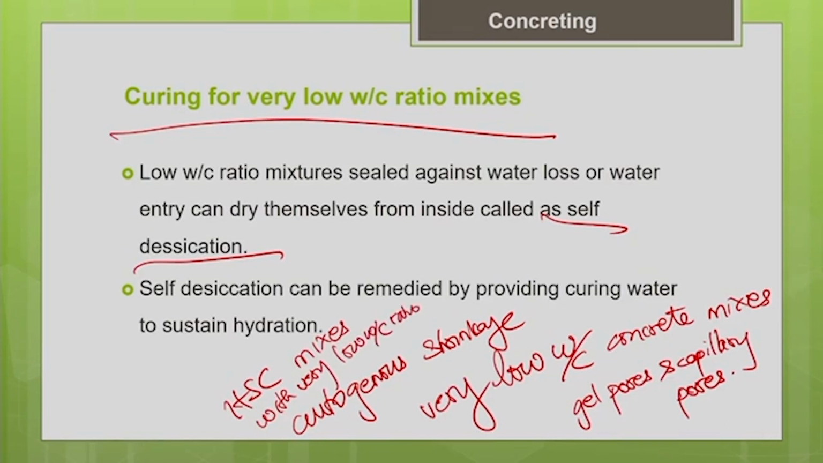So, even from very small gel pores and the capillary pores, the water is pulled out for the hydration mechanism. When this water from small pores is pulled out, it results in significant autogenous shrinkage in such mixes. That is a kind of self desiccation or internal drying of the concrete. The remedy for this self desiccation, for these low water to cement ratio mixes, is to go for curing by external water application. So, do not go for water retention methods of curing. That will not be very effective for these high strength concrete mixes.